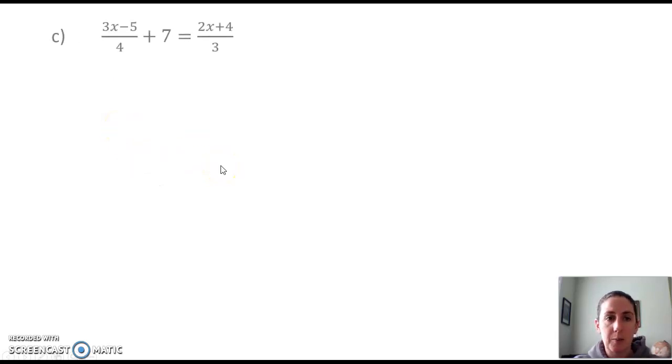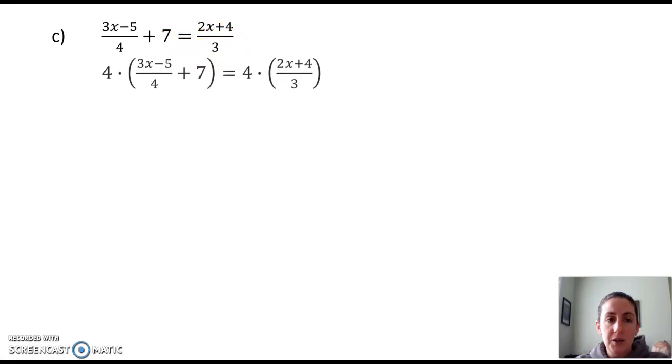Let's look at another example. (3x minus 5) over 4 plus 7 equals (2x plus 4) all over 3. The majority of my students typically tell me that they don't like fractions. If that's the case and you don't want to solve this by finding one big common denominator, that's fine. You can do a little trick where you multiply everything by the largest denominator. This is a denominator of 4. There isn't a denominator here, but we know it's really 1. And this is 3. So the largest denominator is 4.